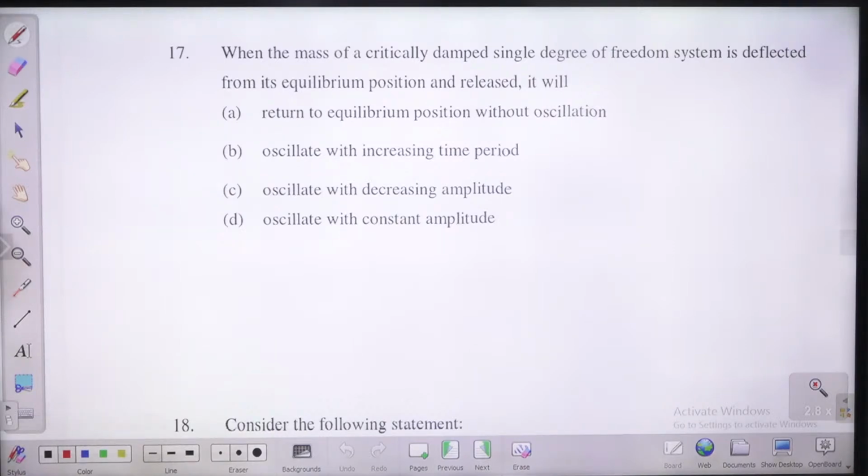When the mass of a critically damped single degree of freedom system is deflected from its initial position and released. Guys, the system is critically damped, and in a critically damped system the motion is aperiodic. There is no oscillation you are going to get. Guys, in case of critically damped and over damped, there is no oscillation. The oscillation will be there in the case of under damped only. So that's why what will be the answer, guys, for this case?